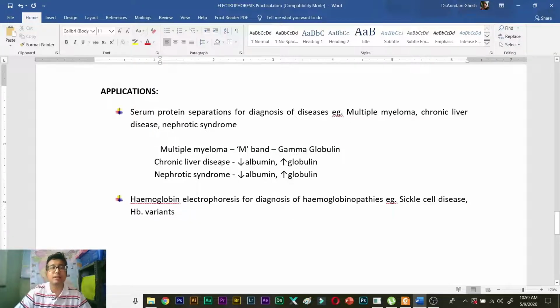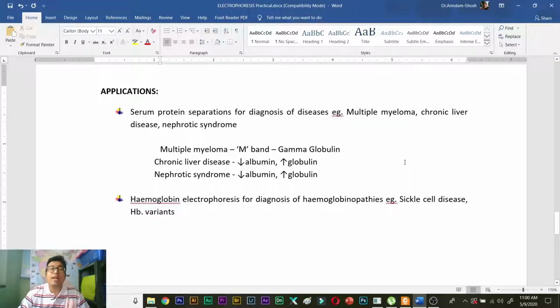Fine. Remember CLD, that is chronic liver disease, and nephrotic syndrome, albumin will be low and globulin will be high. But specific gamma globulin will be very high in multiple myeloma, and we can diagnose these diseases with the help of serum protein electrophoresis. You should remember that electrophoresis can also diagnose abnormal hemoglobinopathies, right? Those are sickle cell diseases, fine, and thalassemia also. So, hemoglobin electrophoresis can diagnose thalassemia, sickle cell anemia, those types of disorders.